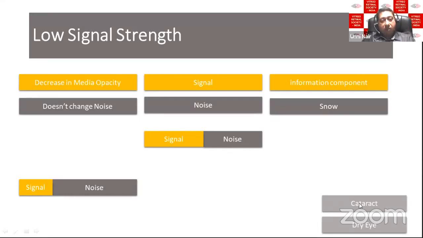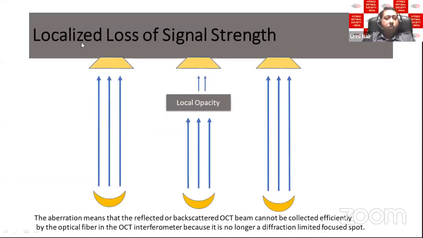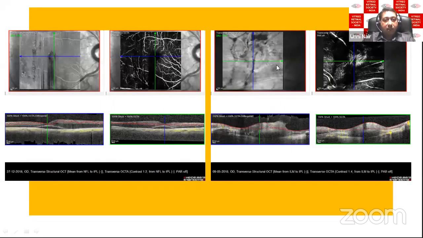Many things like even cataract and dry eye can affect signal acquisition. What do you mean by localized loss of signal? When you have a media opacity or something in the media, this is quite interesting. It doesn't affect the incoming light beam. It is more affected by the outgoing. The backscattered OCT is affected by all these opacities. They are not collected efficiently by the OCT interferometer. And that is why you get defects like these. These are loss of signal. Another loss of signal you can see in this particular area over here. You can see there's loss of signal over here.